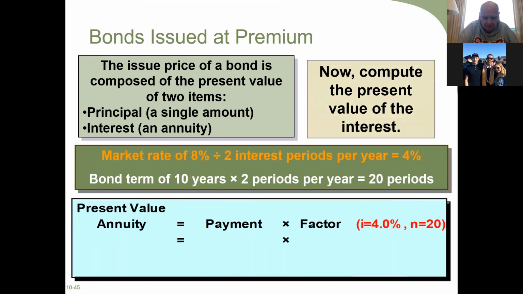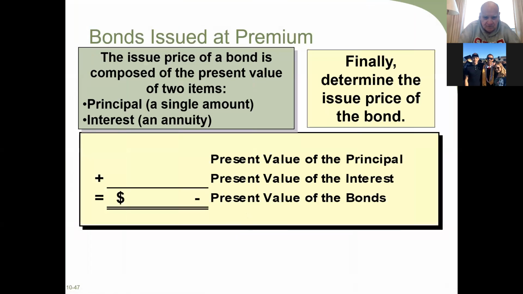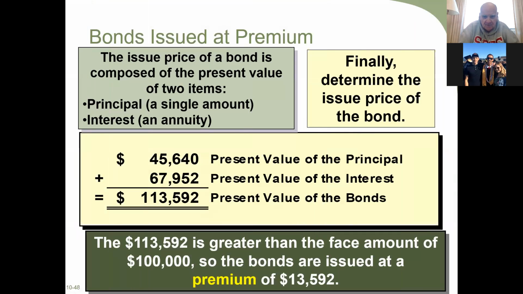We know that, huh? Excuse me, the present value annuity. Well, the annuity is still $5,000 because we're going to 4%. We multiply it out. That's the present value of the annuity. We add them together. Wow, look at that, huh? We're going to get a check in the mail for $113,592, and we only have to pay back $100,000 in 10 years. Okay, that's how the math works.